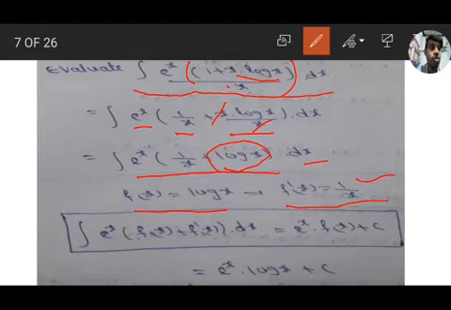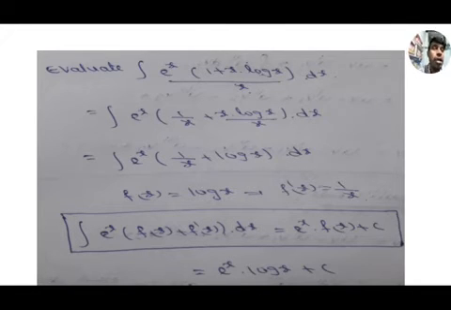f'(x) equals what? 1 by x. log x, derivative 1 by x. Therefore, it is of the form integral e^x [f(x) + f'(x)] dx, which equals e^x f(x) + c. Therefore, e^x into f(x), meaning log x, plus c. e^x log x plus c is the answer.